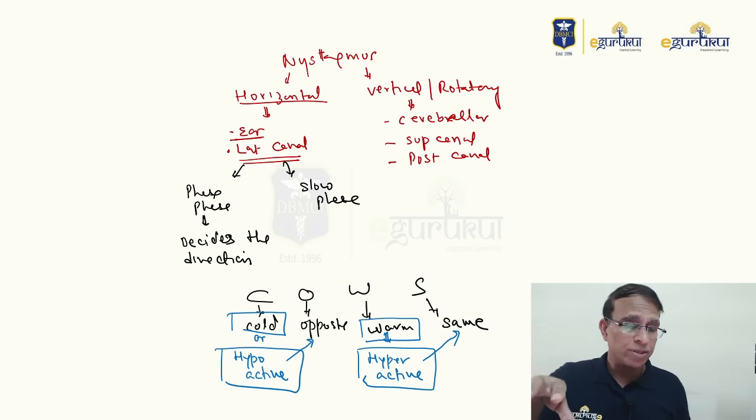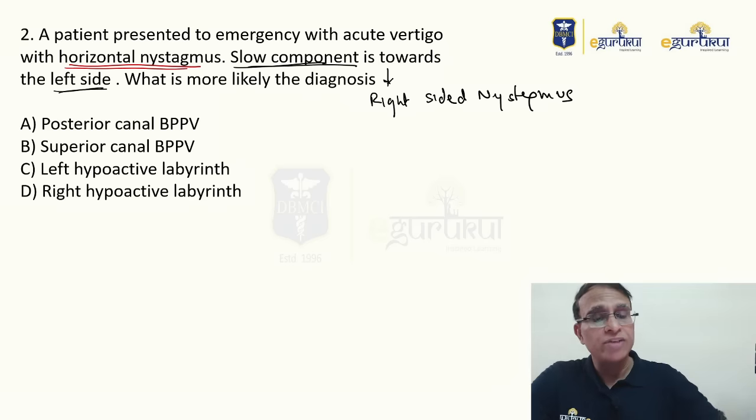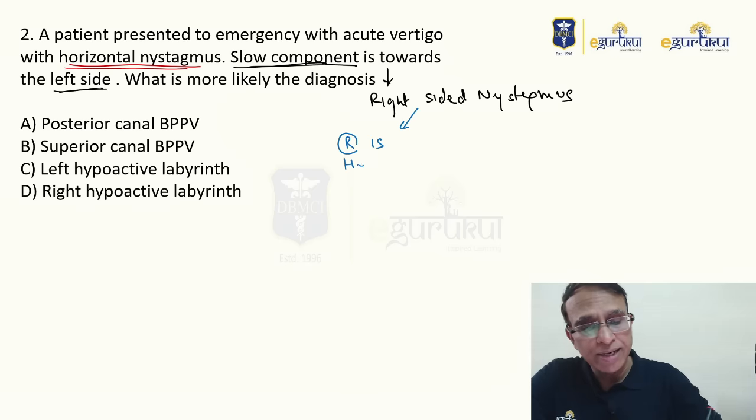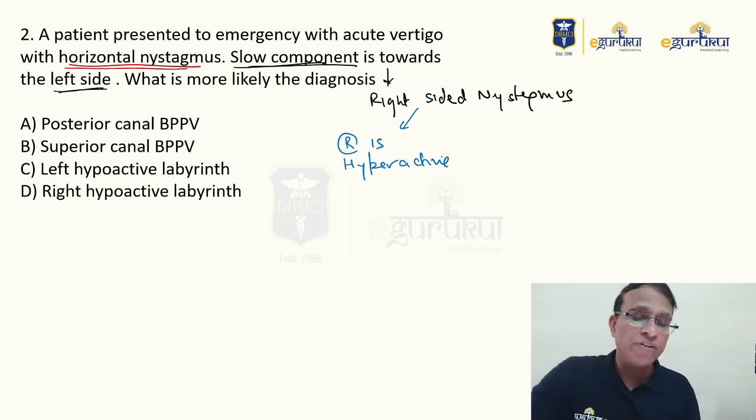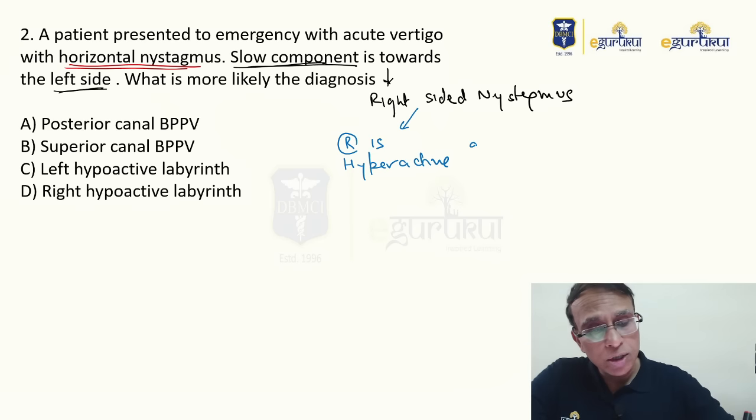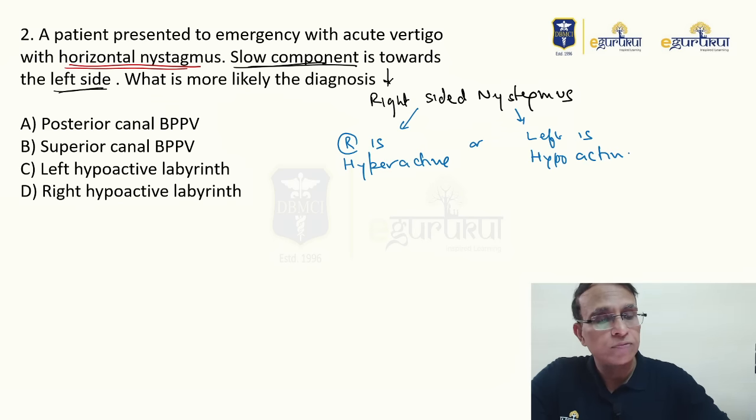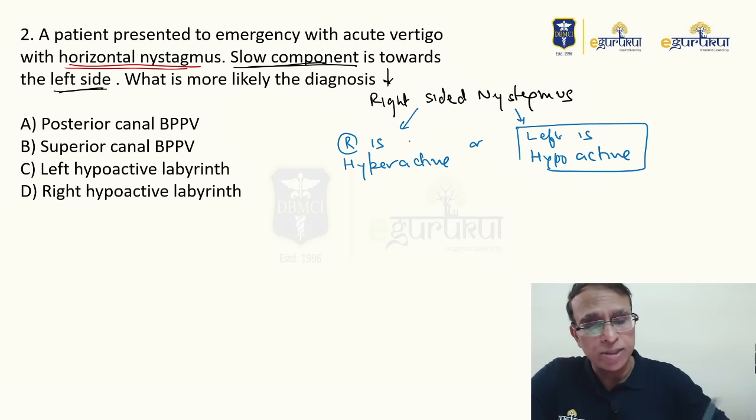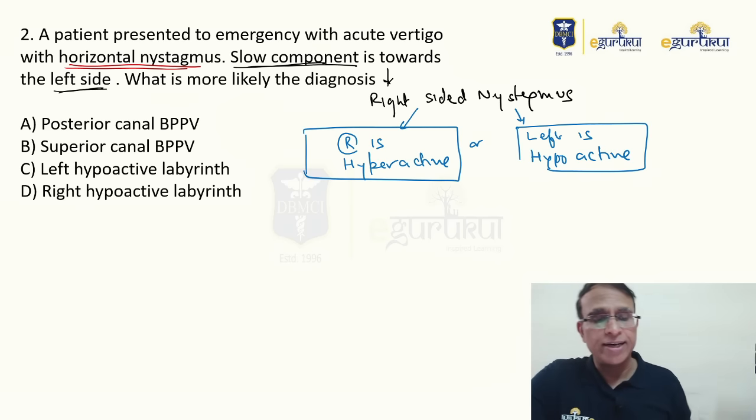Now this particular nystagmus is of the right side. So either right is hyperactive, because hyperactivity causes nystagmus on the same side, or left is hypoactive. Both are possible. So any of the two given in the choices is a correct answer.